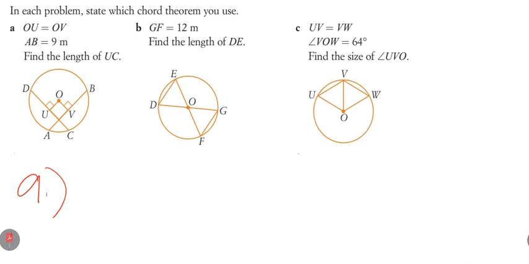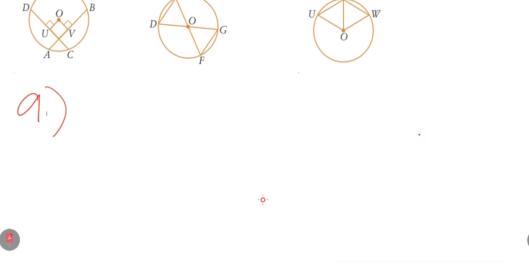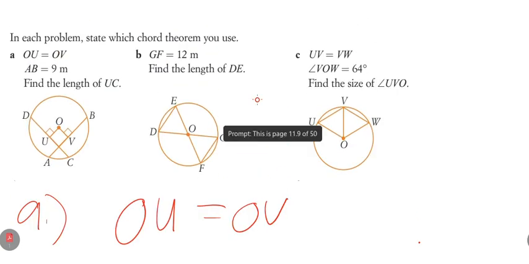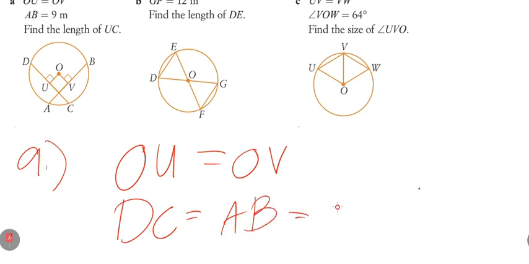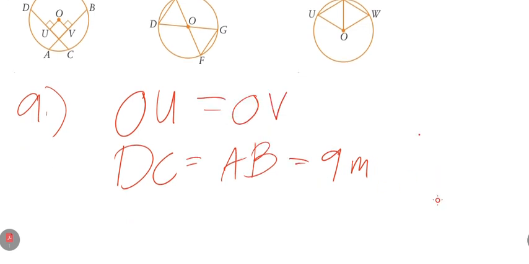Now, let's try to calculate the first problem. Looking at the figure down here, we have OU equals OV. Here, we have DC equals AB. If you look down here, AB is also equal to 9 m. To find out more, we can look at OU and DC. We can see that OU is perpendicular to DC.